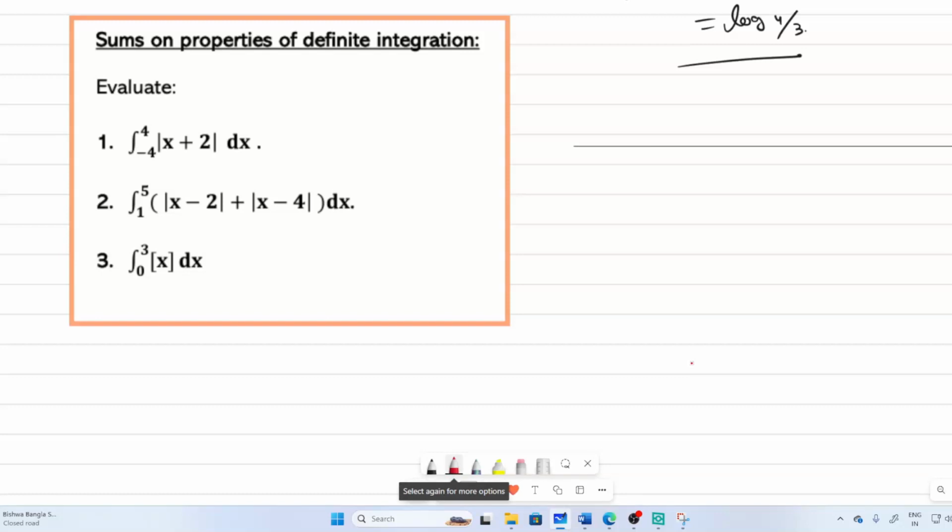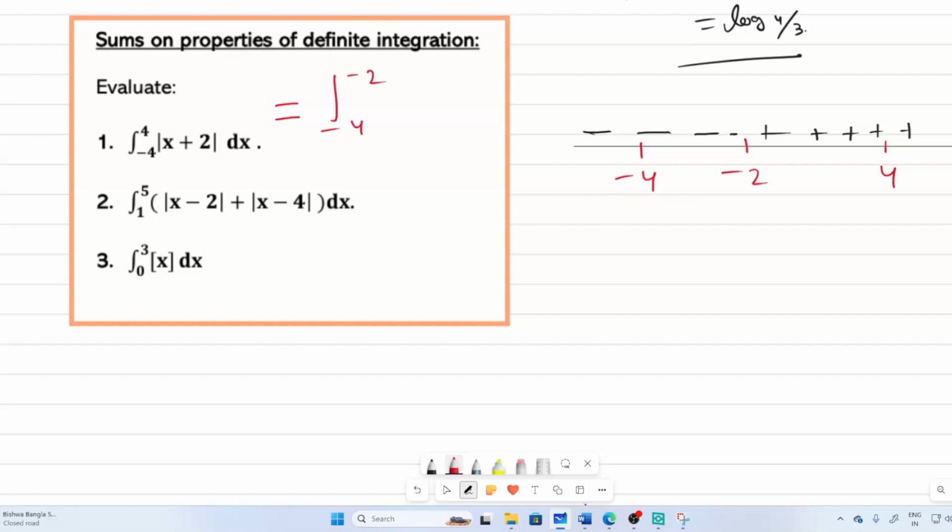The critical point for which it vanishes is minus 2. The other points are minus 4 and 4. Before minus 2, mod x plus 2 is negative, so minus minus minus here and plus plus plus here. So when you write this sum in the form, from minus 4 to minus 2 it is negative, and then from minus 2 to 4 it is positive, x plus 2 dx.